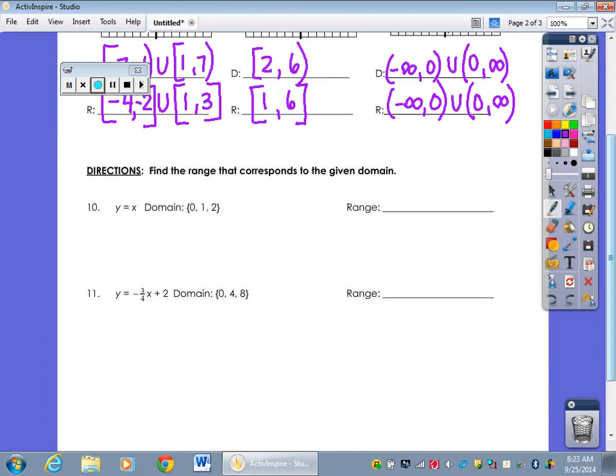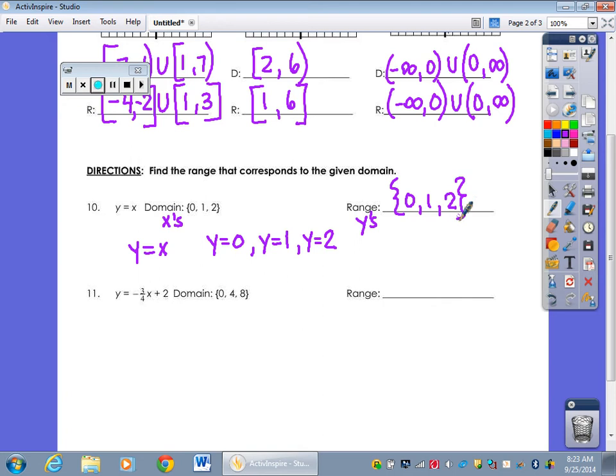All right, for 10 and 11, you have to find the range, which means all you're doing is substituting in the domain. Remember, domain is your x's, and you're trying to find your y's. So if the equation is y equals x, and x is 0, then y equals 0, y equals 1, and y equals 2, because y is x. So your range is 0, 1, 2, just like your domain, because y is the same as x.